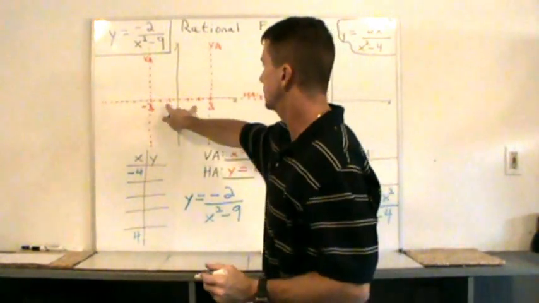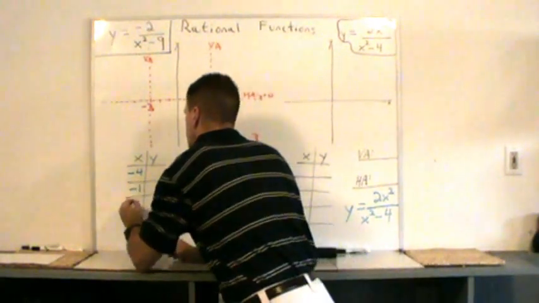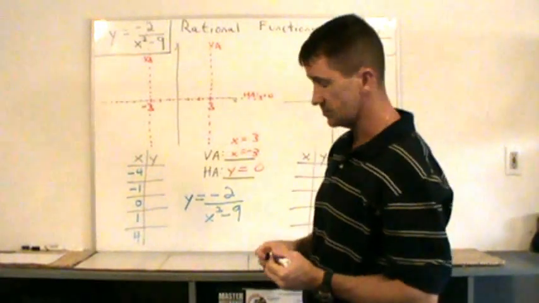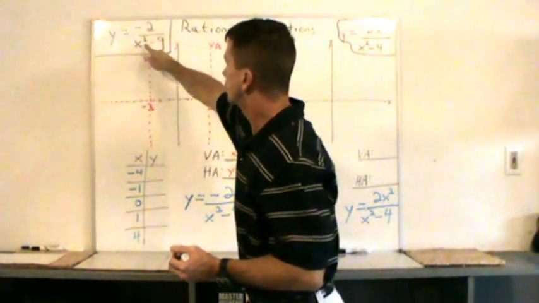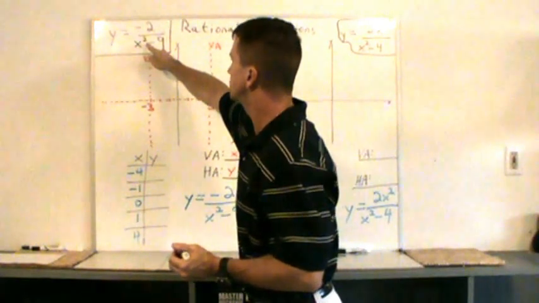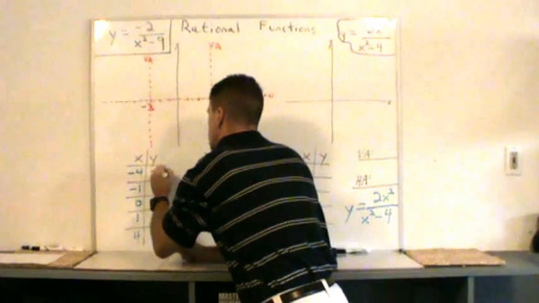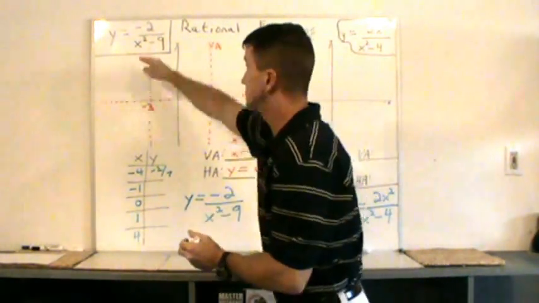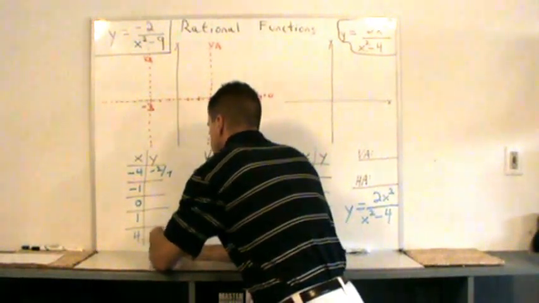And I should at least get a few points in here. How about we choose x equal to -1, x equal to 0, and x equal to 1. And we'll just substitute these into the function and get the y values. At -4, you square that, you get 16. The point you get is -2 over 7. And of course if you plug in 4, you'll get the same value because of the x squared. You get -2 over 7.